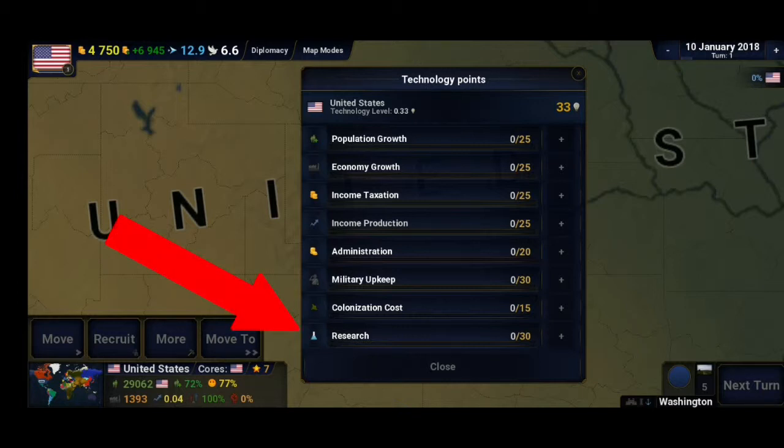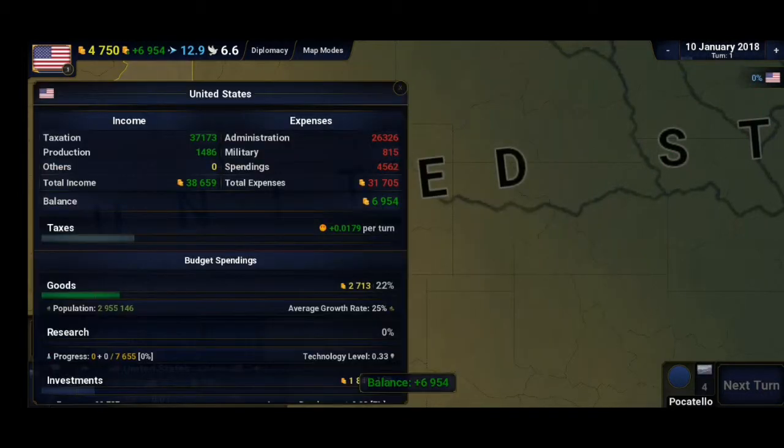Research, yeah, that's kind of important, because research levels up your technology. Over there on the upper right side, you see the progress of each research you have. Every time that reaches 100%, you get one more technology point to add in here. You can dedicate money to research over here.